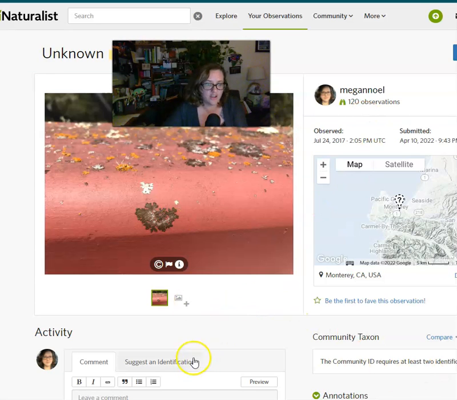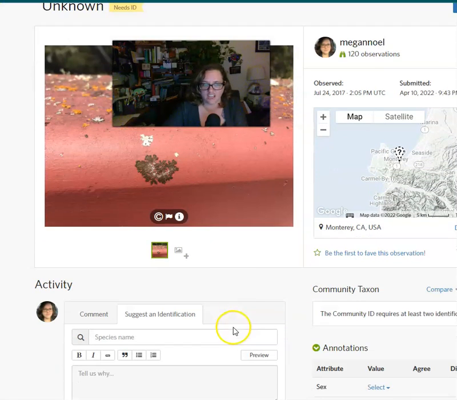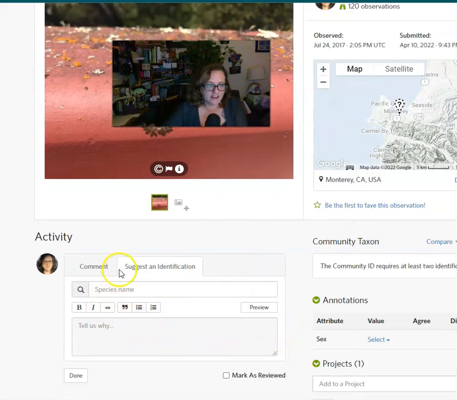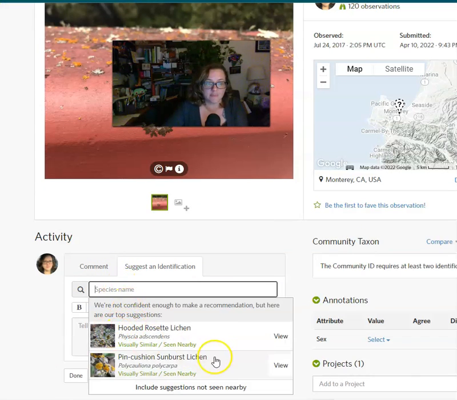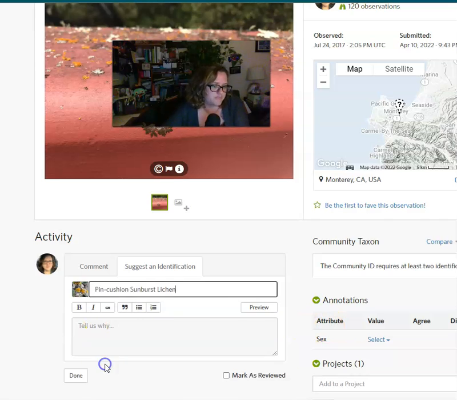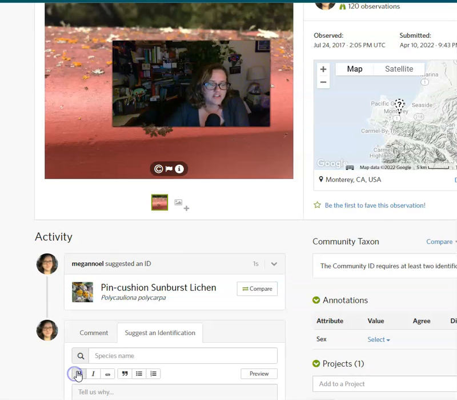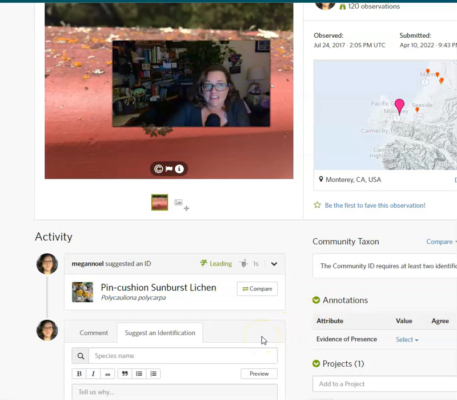Okay, let me tell you. But what you can do before then is go to suggest an identification. Okay, and I'm not exactly sure, but it will load things that it thinks it might be. Look, it automatically loaded that it's a lichen. So if you're like, I wonder if it is this one, whatever, I'm going to just put it there, and that's what I think it is.